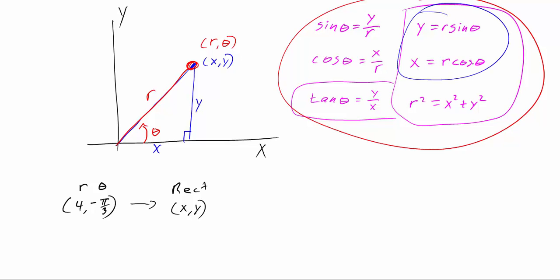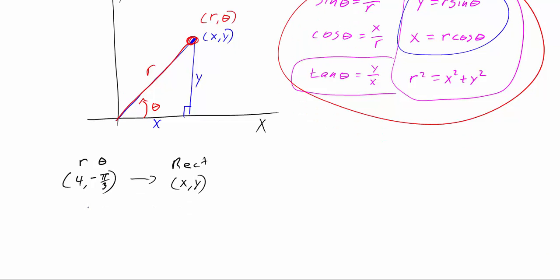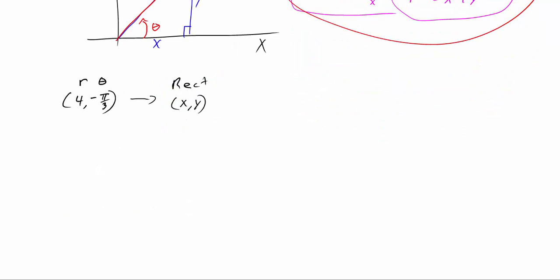x is equal to r cosine theta. Well, if x is equal to r cosine theta, we know r and we know theta. r is 4, theta is negative pi over 3. So we could simply say, using x equals r cosine theta, we would have x is equal to the r value of 4 multiplied by the cosine of the angle negative pi over 3.